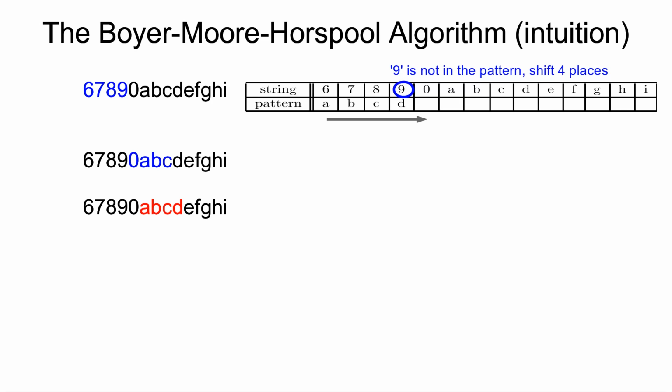If the character at the end of the proposed match, call it C, is not in the pattern at all, then the match must start after C's position in the string, so the pattern can immediately be shifted right by its length.